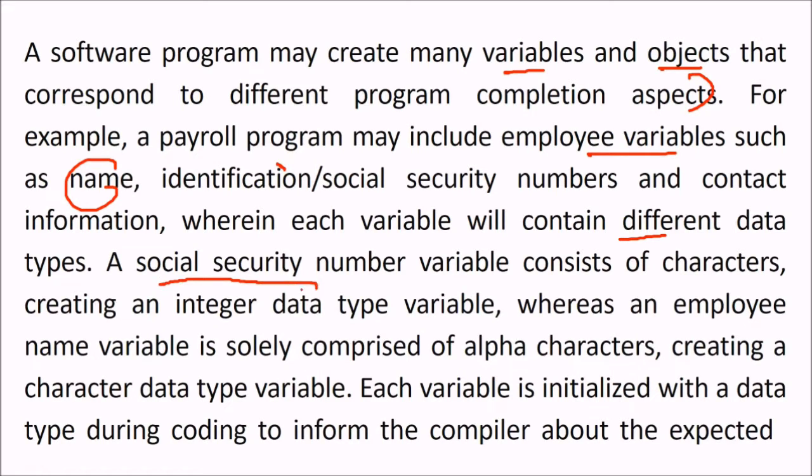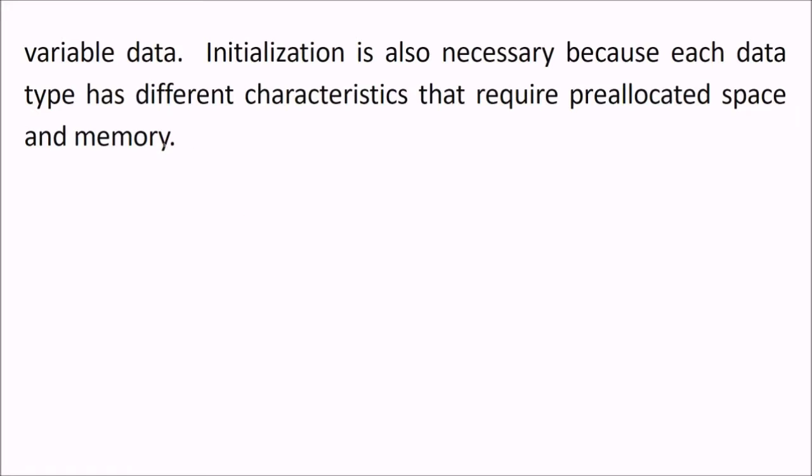Say a social security number variable consists of digits, creating an integer data type variable, whereas an employee name variable is solely comprised of alpha characters, creating a character data type variable. So each variable is initialized with a data type during coding to inform the compiler about the expected variable data. Initialization is also necessary because each data type has different characteristics that require pre-allocated space and memory.